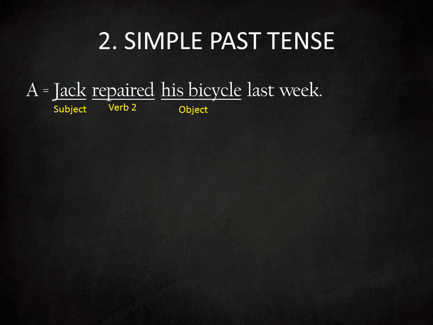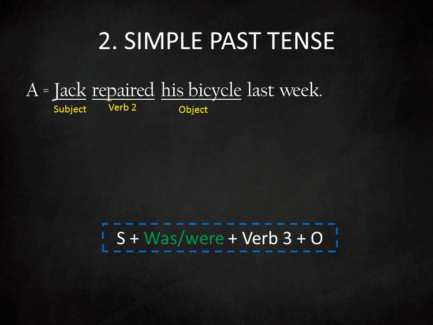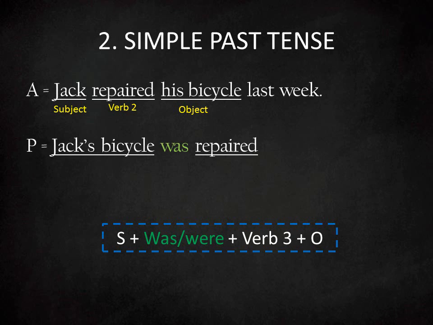To make it into passive, the formula is subject plus was or were plus verb 3 plus object. And the passive sentence will be Jack's bicycle was repaired by him last week.